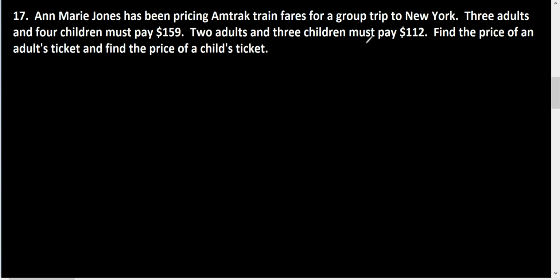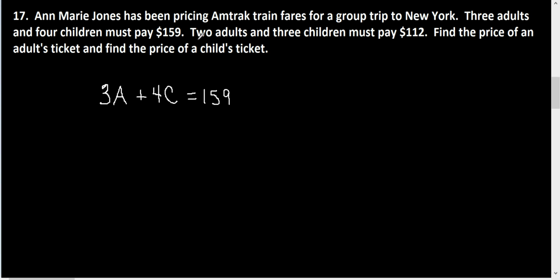Alright, kind of got that idea there. So I'm looking for the two equations. This first sentence is really kind of meaningless. It's just describing what they're going to do, so we can get rid of those words. Here I've got 3 adults and 4 children must pay $159. So how about 3, I'll use A for the variable, adults, plus 4 children equals $159. There's our first equation.